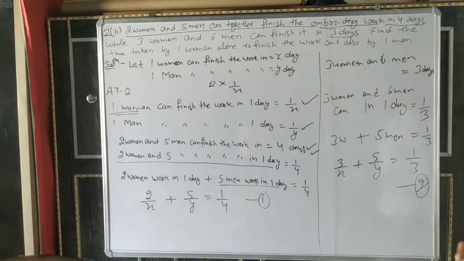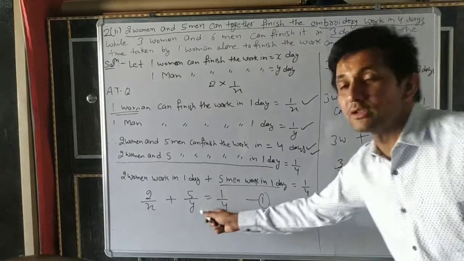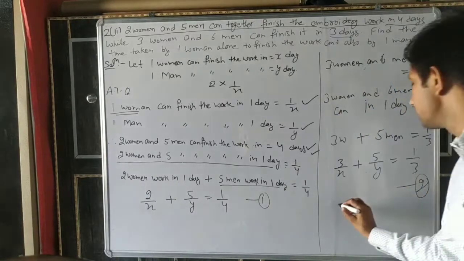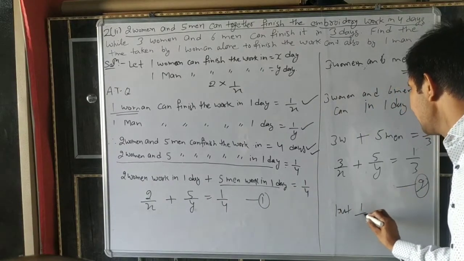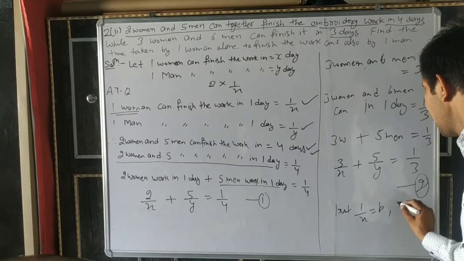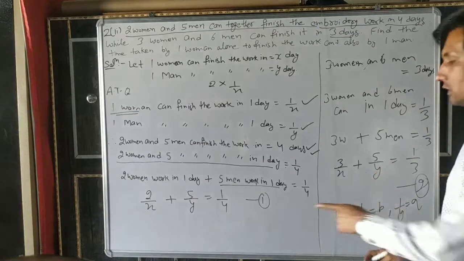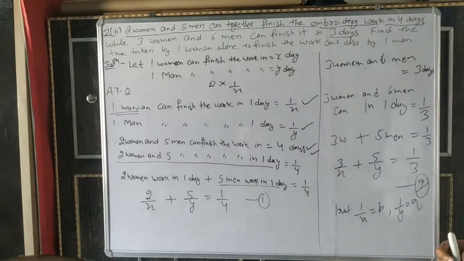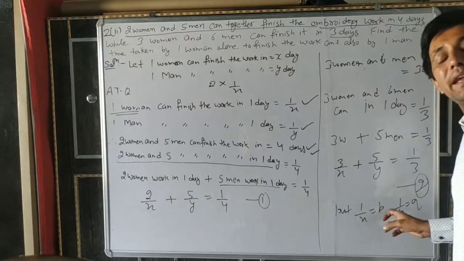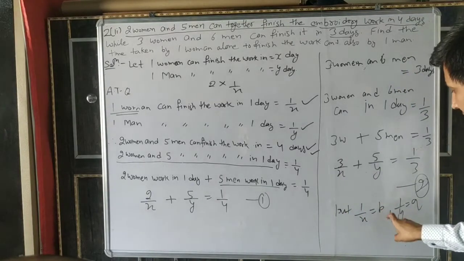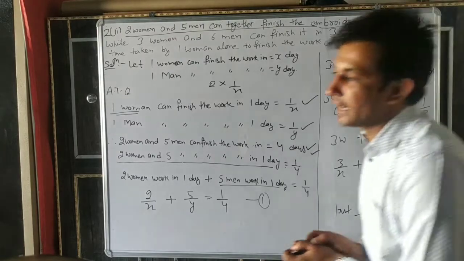So what will we do? It is like first question, first part. Put 1 by x equal to p and 1 upon y equal to q. First we will reduce the equation to linear equation, then we will find value of p and q, then we will put here p and q, we can find value of x and y.